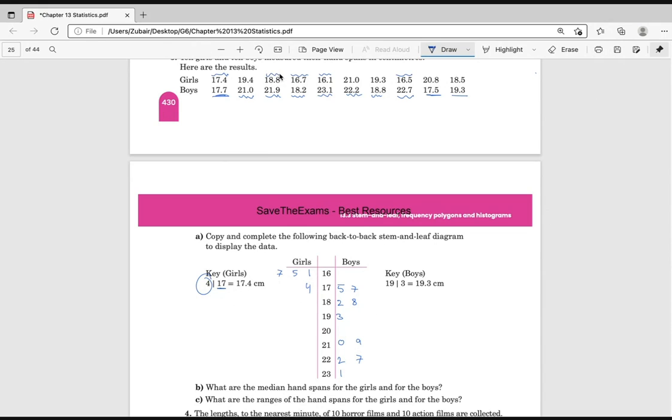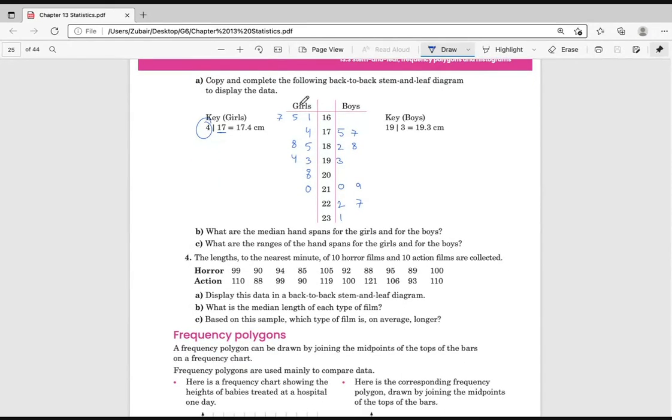Then 18. So this is 8 and 5, so 5 and 8. Then we look at 19. We have 4, 3, so 3, 4. When we look at 20, this is 0.8 only. I look at 21, this is 0 only. And I need to count quickly to check I didn't miss any data. 1, 2, 3, 4, 5, 6, 7, 8, 9, 10. And on the right side, 1 to 10. Done. Now the questions. Copy and complete the following back-to-back.